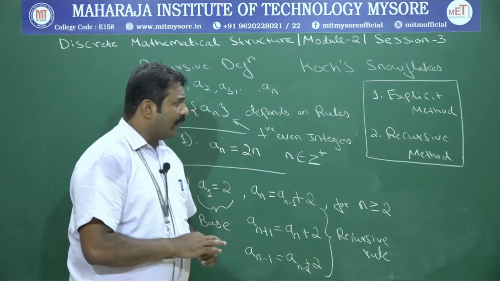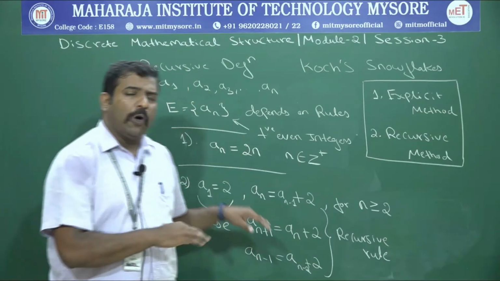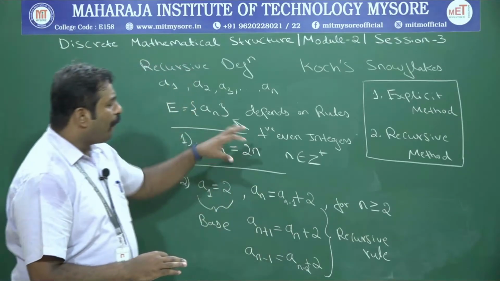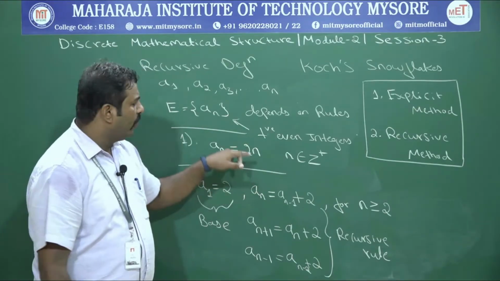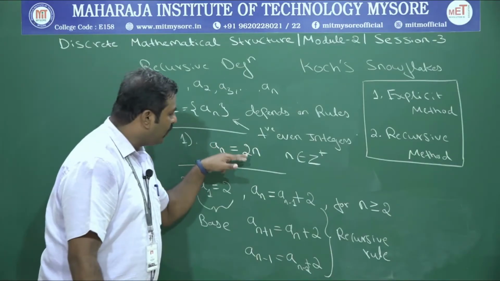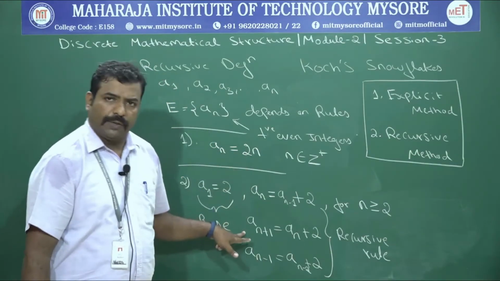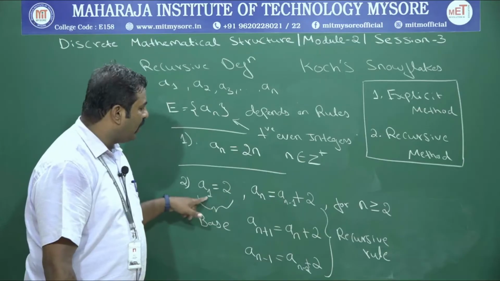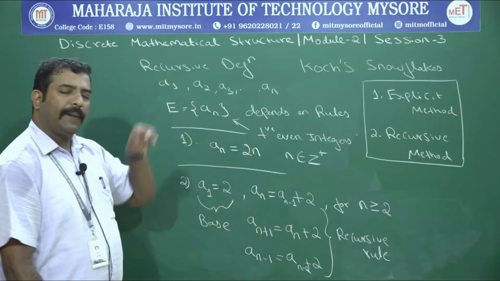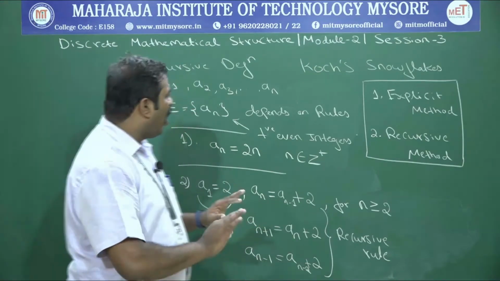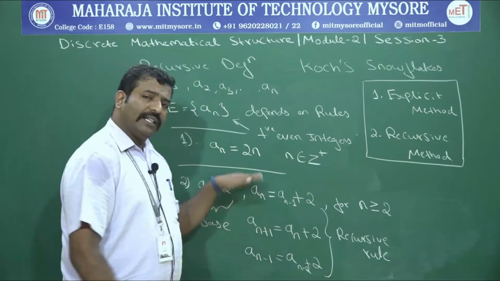Now let me take an example, because whenever we are going to solve a problem on this, if I'm going to give something in explicit form, you should be able to convert this explicit form into recursive form. Or if I'm giving something in a recursive form, you should be able to convert this to an explicit form. Fine. So we'll see how exactly this is done, taking the same example.